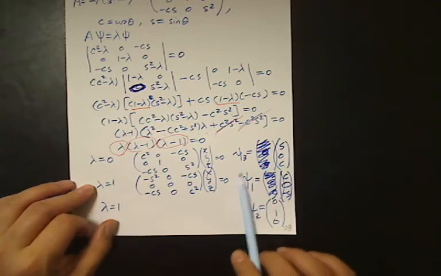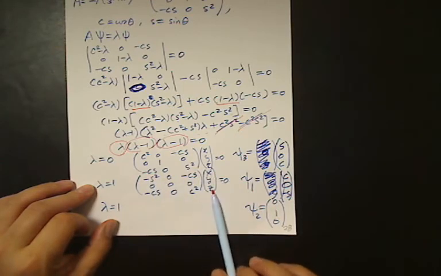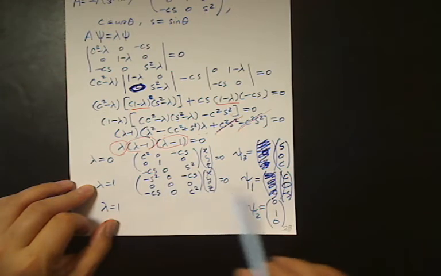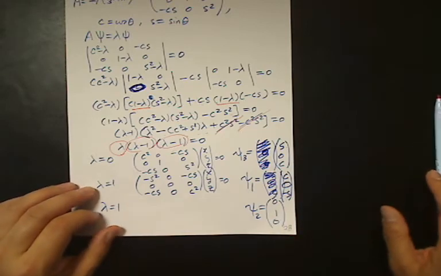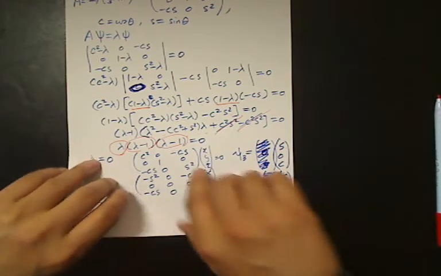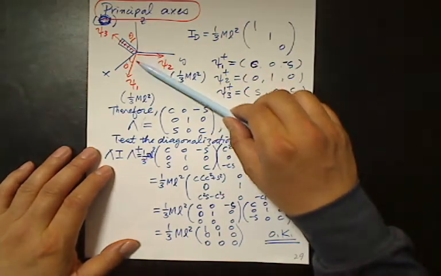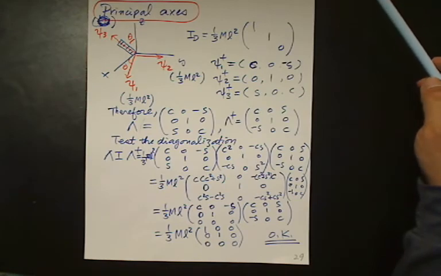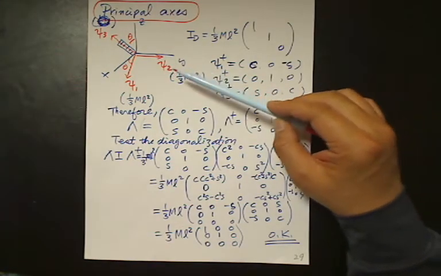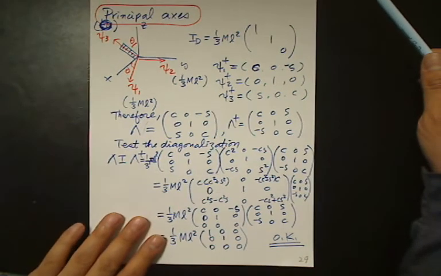And the choice for psi 1, orthogonal to this, then means we have these two components: cosine, sine, minus sine, and all these three are orthogonal. In summary, in this situation, we have three axes that are called the principal axes. The eigenvectors of this matrix are called parallel to the principal axis.